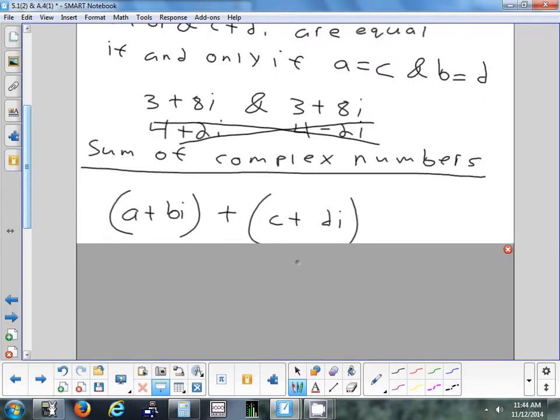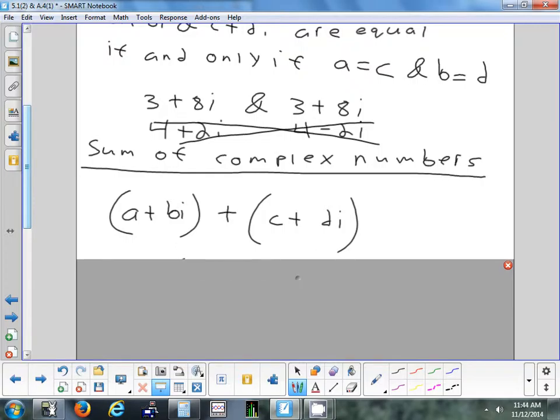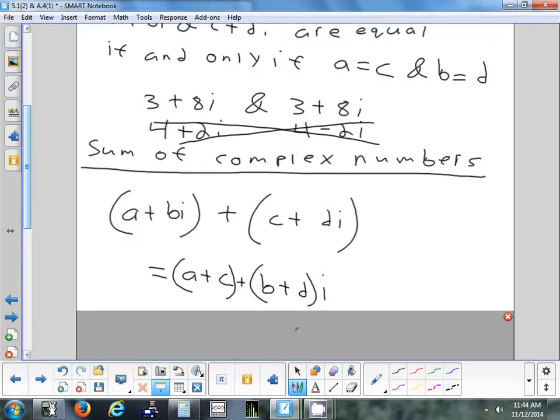Okay, so to add two complex numbers, you kind of want to think of it as combining your like terms. What do you think your like terms would be in a complex number? Yeah, the reals and the imaginaries. Okay, you can combine real numbers with real numbers, and you can combine imaginary numbers with imaginary numbers. So, if you had to add these up, you'd add a to c. That would be the real part. And then you'd add b to d and put an i after it. That'd be the imaginary part.